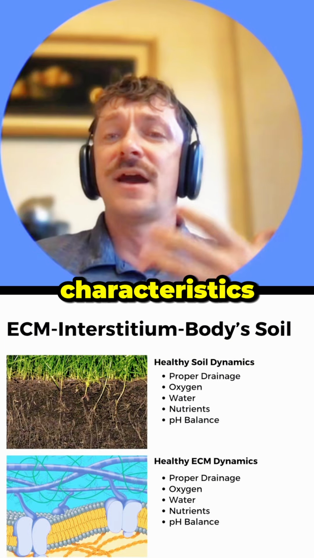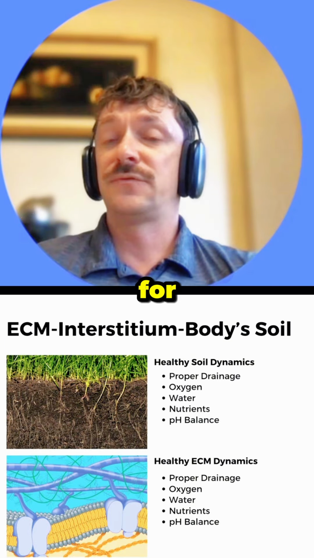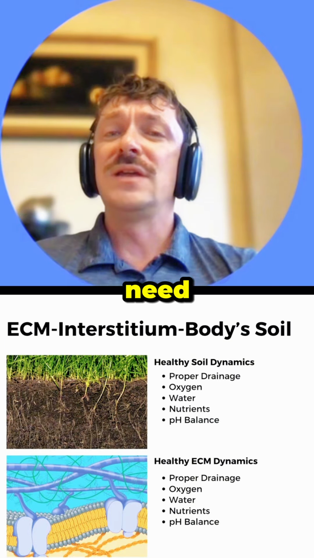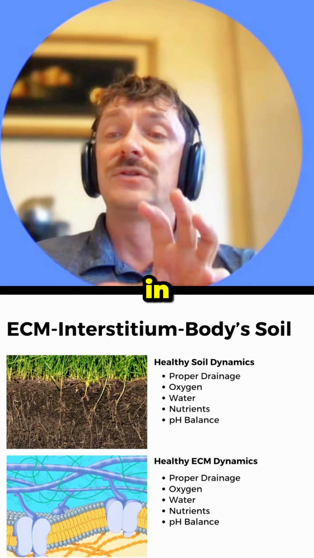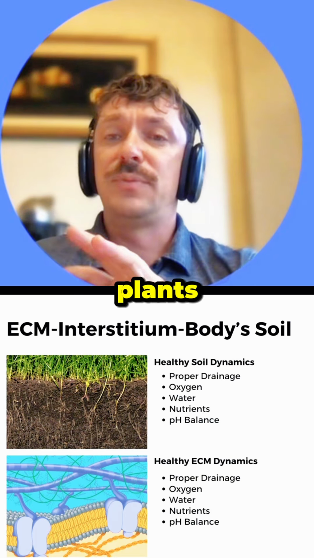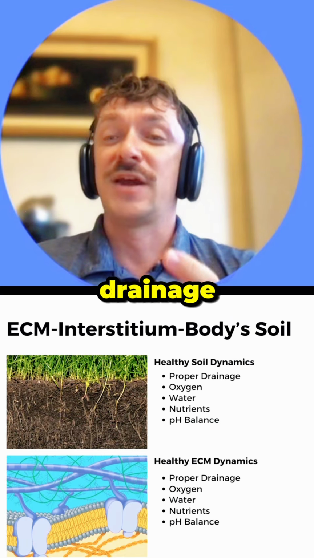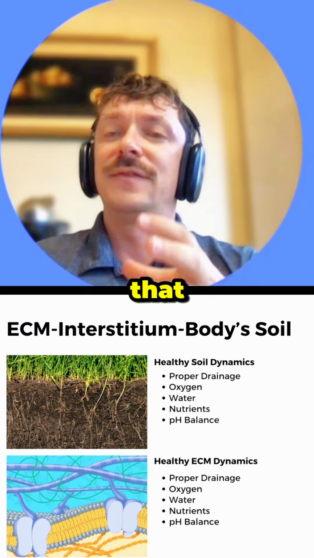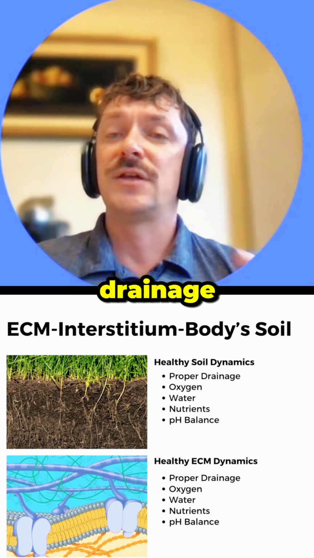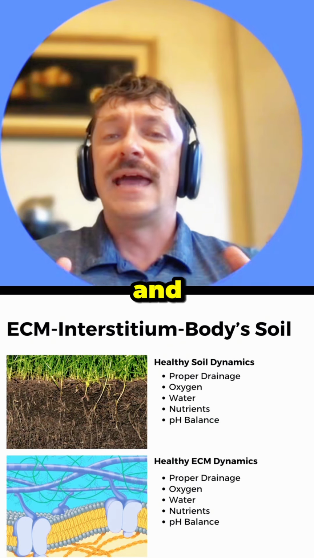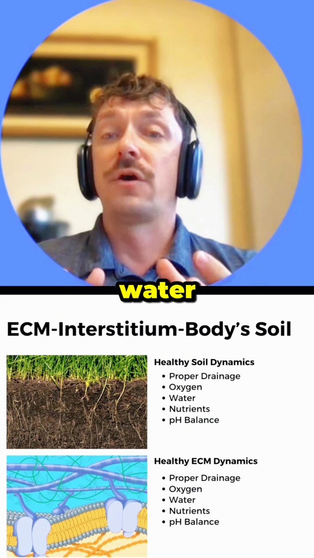There are certain key characteristics of healthy soil dynamics for a gardener, for a farmer. You need these key dynamics in place in soil for the plants to function and grow and to be healthy. The most important is proper drainage. We need to make sure that the soil has proper drainage pathways so there's not a buildup and a stagnation of water that happens in the soil.